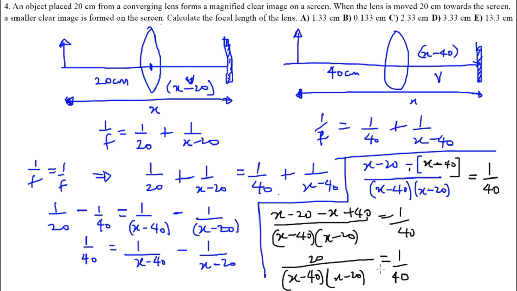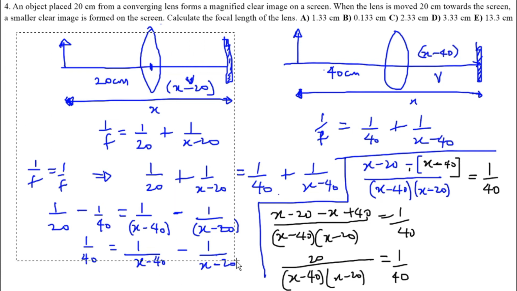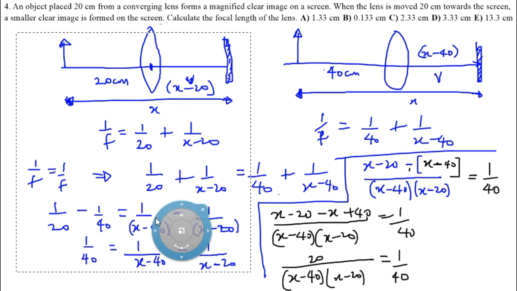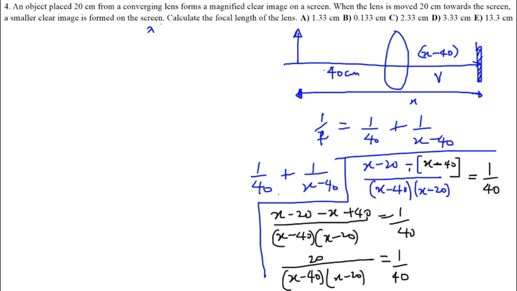All right, so I should have something by cross multiplying. If I cross multiply, I should have something of this nature. x minus 40 into x minus 20 to be equal to 800.